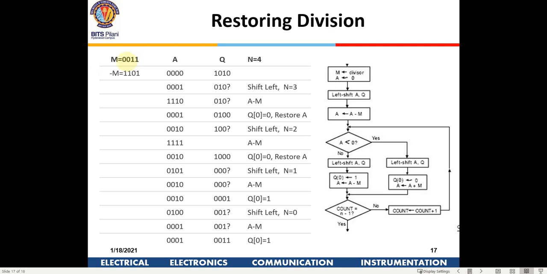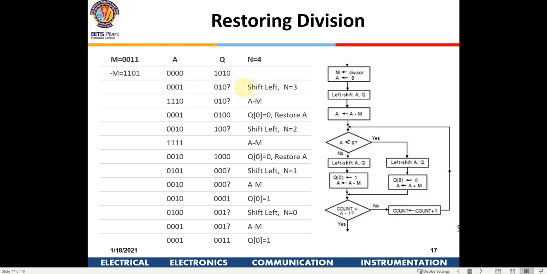So this is M. I am giving an example of 1011 here, 1010 here, and this is 10. We are dividing it by 3. 10 divided by 3. So this is the 2's complement of this, which I have just written here so that whenever we need to do the minus operation, it is readily available. What is the 2's complement here? Initially A is 0000 here. This is 1010 in Q. We have initialized Q with 10, so we are going to divide 10 by 3. So 10 is put here.